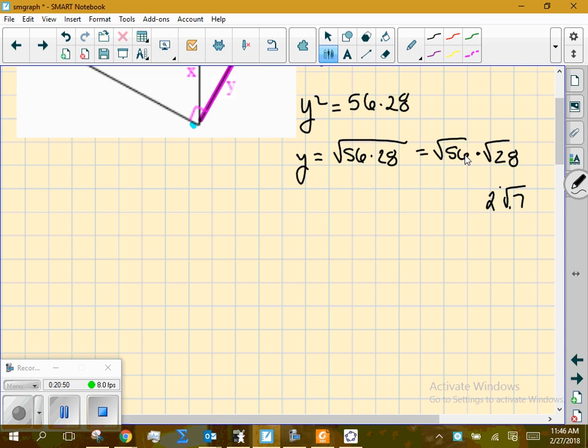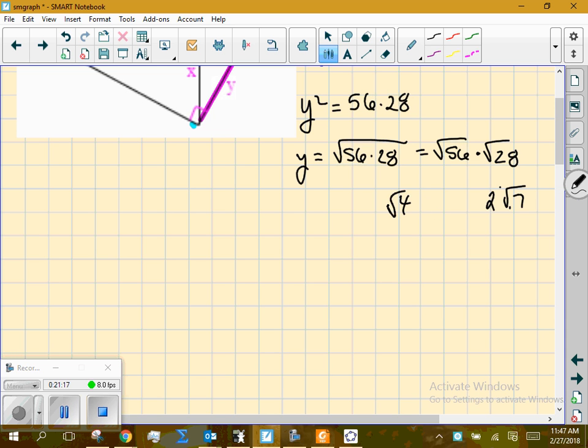9 and 6? Okay, so 9 and 6. Close. All right, so 56, what's half of 56? 28. Okay, so think about this. If half of 56 is 28, and 4 divides 28, shouldn't 4 divide 56? Yeah. Okay, so let's write that.